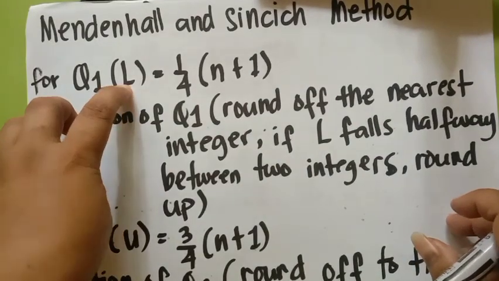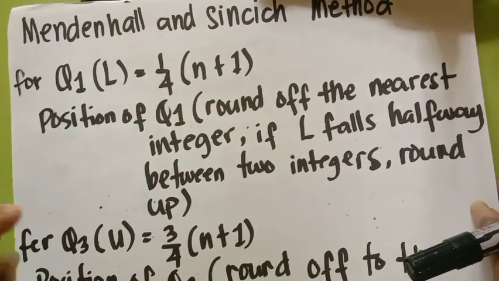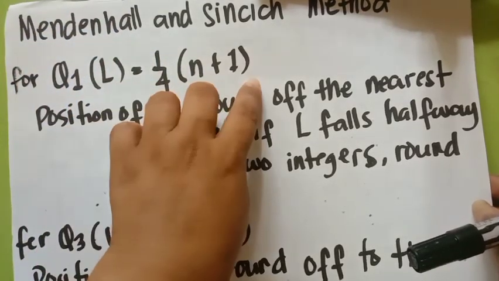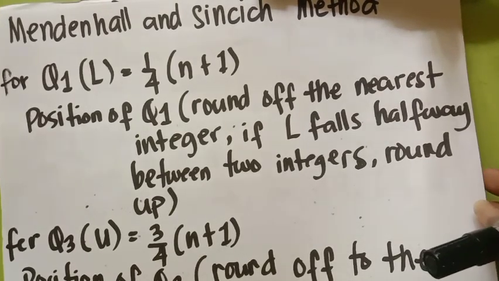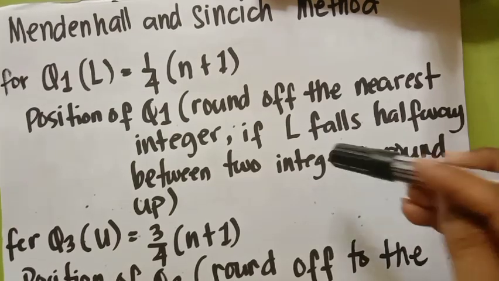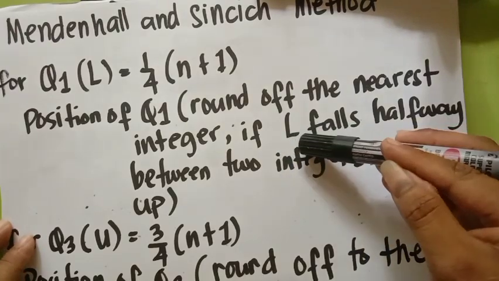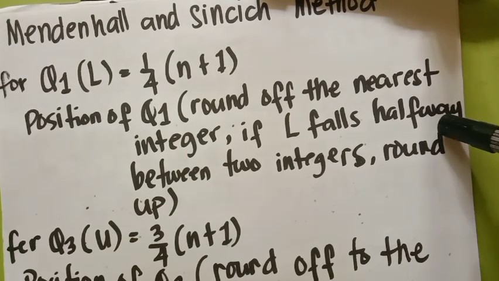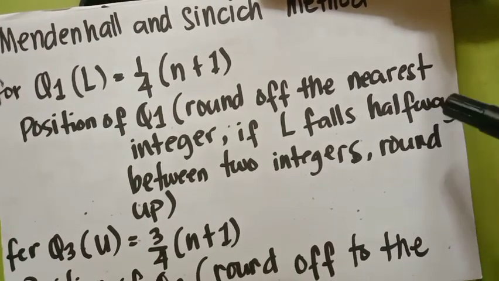So, lagyan natin siya ng symbol. Let's say yung Q1 natin, lagyan natin ng symbol na L, or lower quartile. So, for Q1 or L, we use the formula 1/4 times n plus 1. That is the position of Q1. So, kung ang makukuha natin is a decimal, i-round off natin siya to the nearest integer. Kapag ni-round off natin siya, if L falls halfway, let's say nag-round off tayo, tas ang nakuha natin is may 0.5, halfway between two integers, magra-round up tayo.